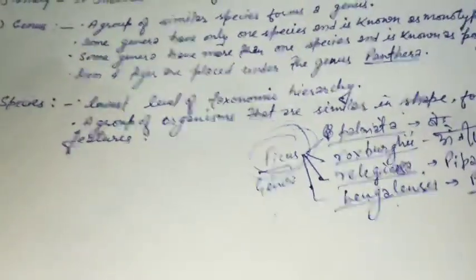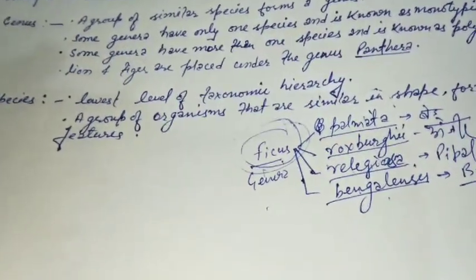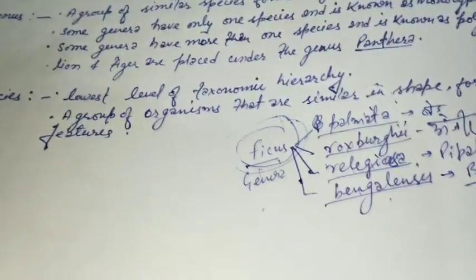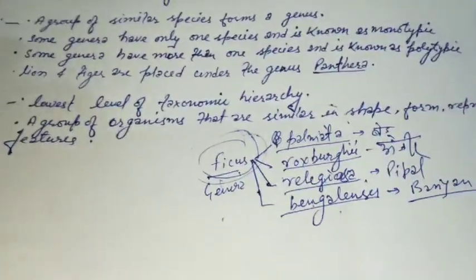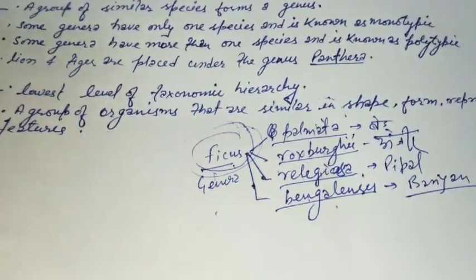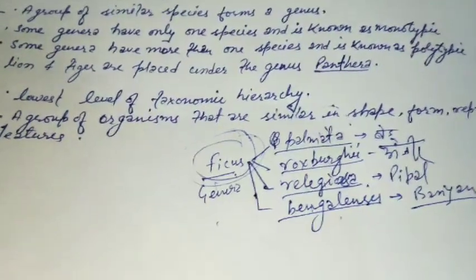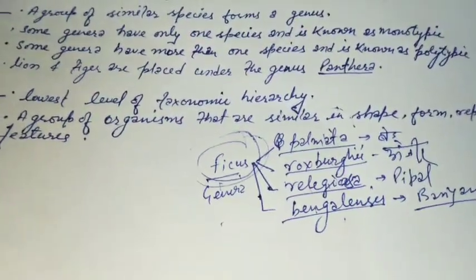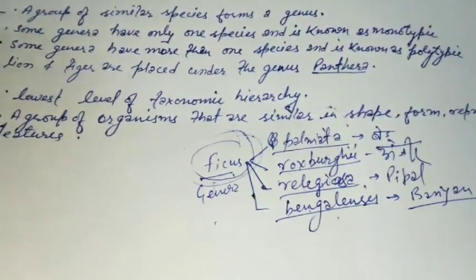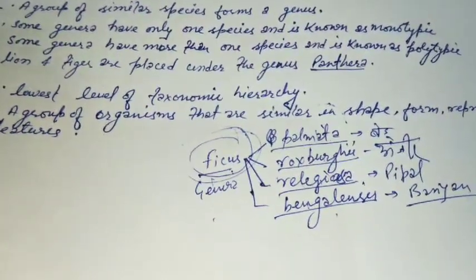Now come to the last one, which is known as species. And species is usually the lowest level of the taxonomic hierarchy. It includes a group of organisms that are similar in their shape, their form, their reproductive features, etc. So this one is the lowermost category. Everyone is able to distinguish one species from another closely related species based on some distinct morphological differences.